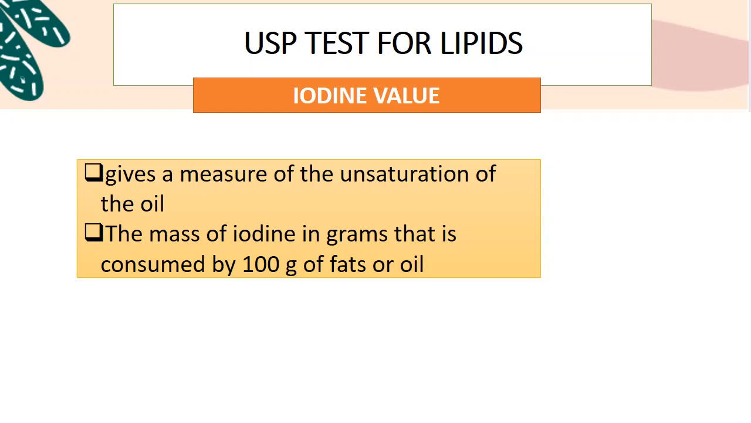So, when there is a high degree of unsaturation, the iodine value is also high. Or when the iodine value we obtained is high, it means the degree of unsaturation of our oils is high. So, it is the mass of iodine in grams that is consumed by 100 grams of fats or oil. So, that is the definition of your iodine value.